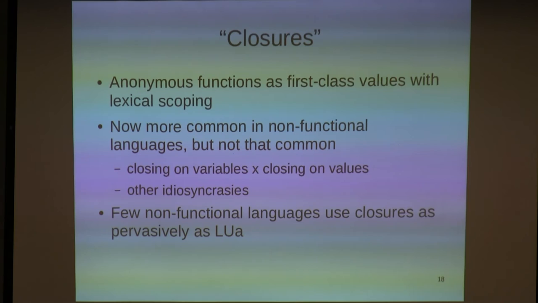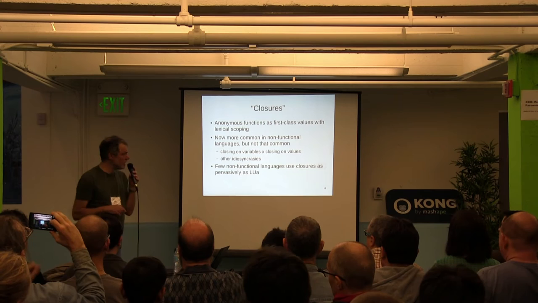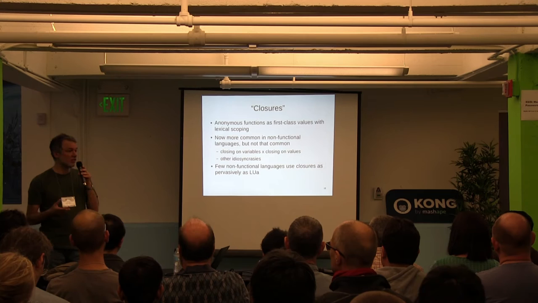One of the most important things in Lua that I recently realized is the presence of what we now call closures, but it's anonymous functions as first class values with lexical scope. And this is now becoming more common in non-functional languages, but it's more or less a novelty in some languages, and we had closures in Lua for a long time, and it's been very important in several other parts of Lua.